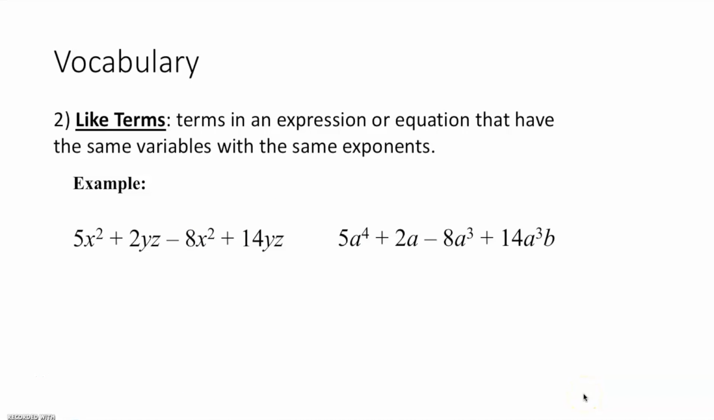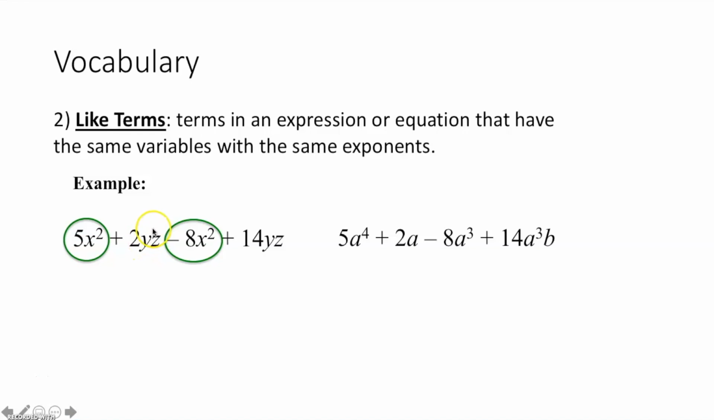The next thing we're going to talk about are like terms. Those are terms in an expression or equation that have the same variables with the same exponents. This term right here, 5x squared, has a variable of x and an exponent of 2. So we're looking for another term here that has a variable of x and an exponent of 2. Here we have a variable of x and an exponent of 2. So these two would be considered like terms.